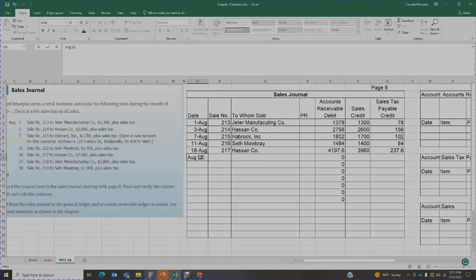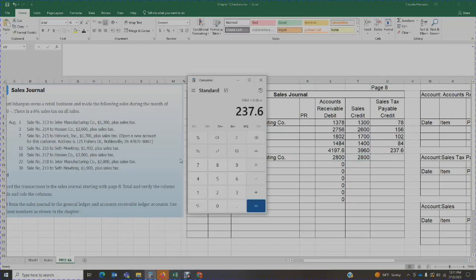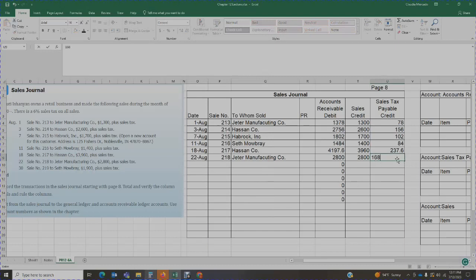On the 22nd, I have sale number 218 to Jeter. The amount of the sale is $2,800. The taxes that we have to collect are $2,800 times 6%. It's going to be $168. So the total that I have to collect for this transaction for Jeter is $29.68. Remember, we have to collect the sale amount plus the taxes.